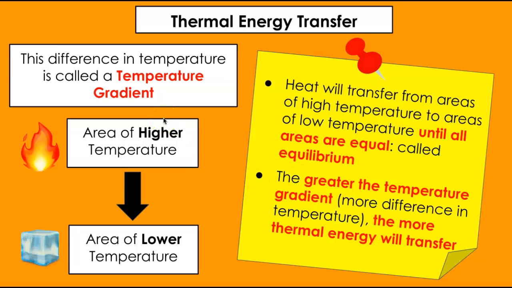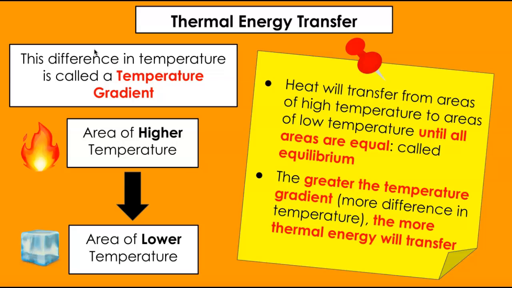When we have these two locations with a difference in temperature, one area with higher temperature and another with lower temperature, we call this a temperature gradient. In order for thermal energy to transfer in the form of heat, there needs to be a temperature gradient, or two different locations with different temperatures.